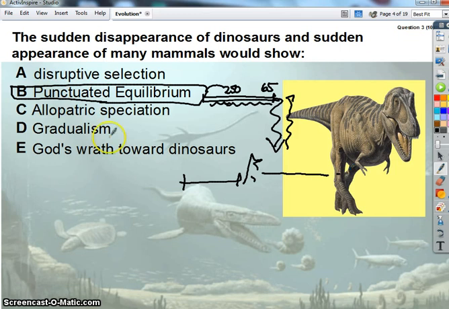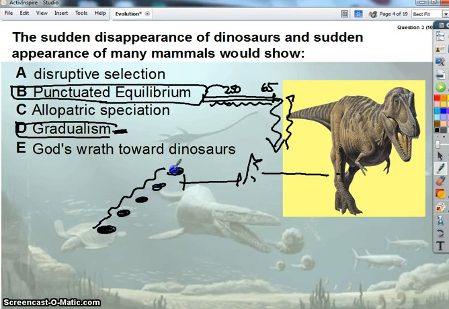The opposite of that would be Darwin's theory, which would have been gradualism, saying that the changes would have been slow and steady. You know, that we see this type of dinosaur, then this type of dinosaur, then this type, and then the alligator of today. And it's something that was slow and steady.